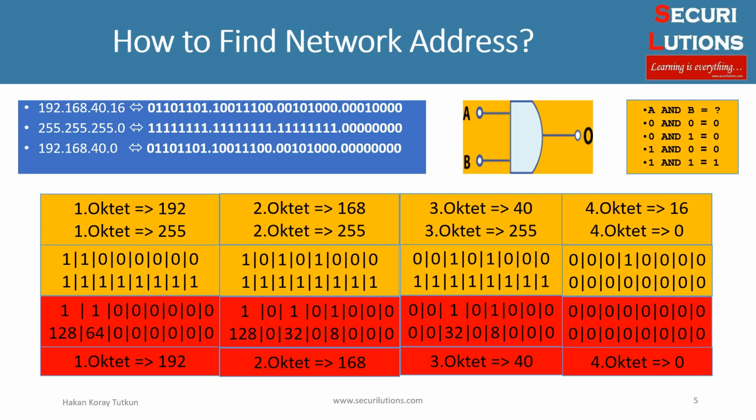For calculating the first octet of the network address, which is at the left side on the screen, 1 and 1 is 1, 1 and 1 is 1, 0 and 1 is 0, 0 and 1 is 0, 0 and 1 is 0, 0 and 1 is 0, 0 and 1 is 0, and 0 and 1 is 0. Now we have 1, 1, 0, 0, 0, 0, 0, 0, which is the binary number of the first octet of the network address. To find the decimal equivalent, we need a little more calculation, as you remember. 128 plus 64 plus 0 plus 0 plus 0 plus 0 plus 0 plus 0 is equal to 192.